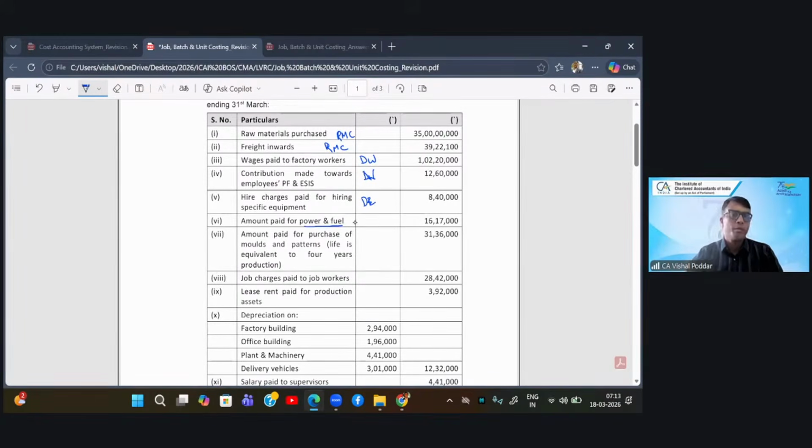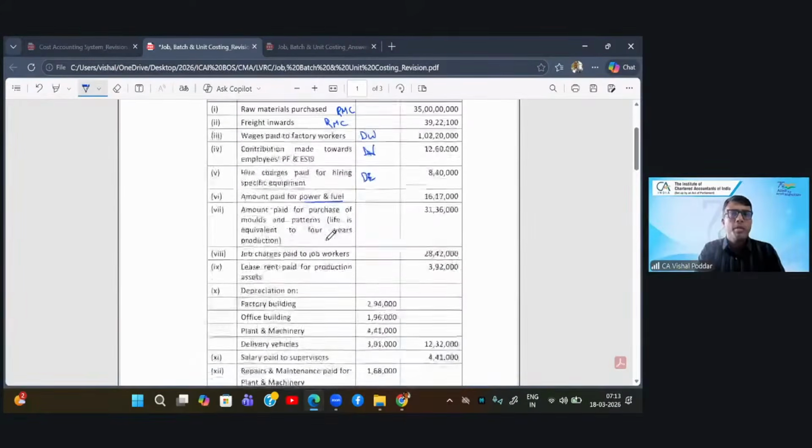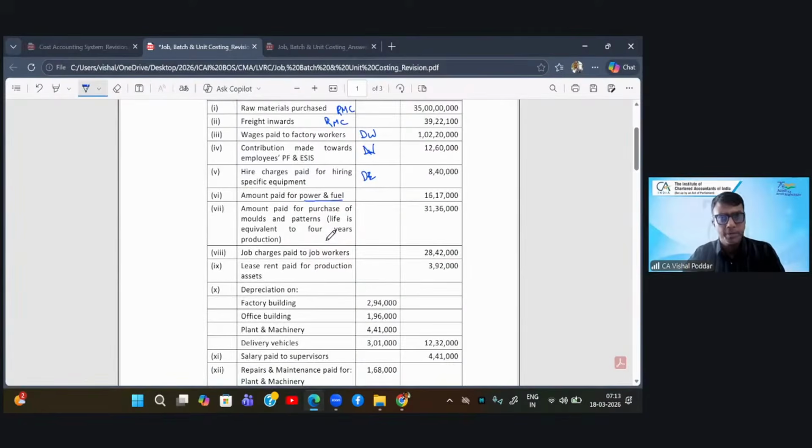Now, power and fuel. For power and fuel, there are two possibilities. If the power and fuel can be identified with that particular job, it will be called a direct expense. If it cannot be identified with a particular job, it will go to factory overheads. So I'm considering it as not identifiable with a particular job, hence it goes to factory overheads.